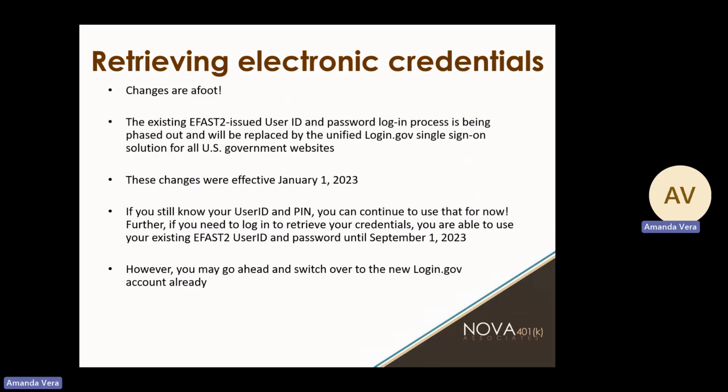The user ID with EFAS is going to start with the letter A and have a string of numbers, and your PIN is 4 digits. So if you have some information, you're not sure what exactly that's for, but you know you have a user ID with that, it's probably your 5500. However, you can go ahead and switch over to the login.gov account right now. You don't have to wait until September.